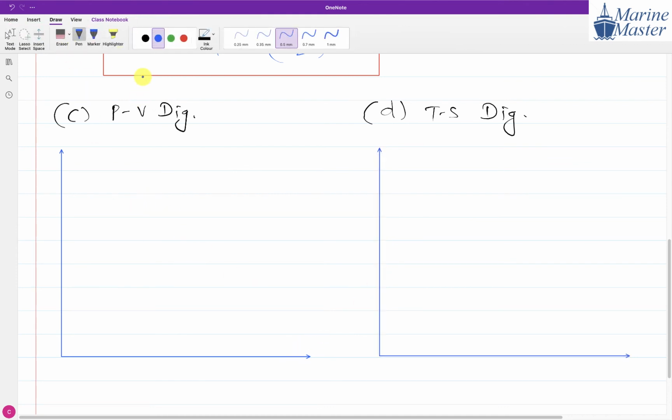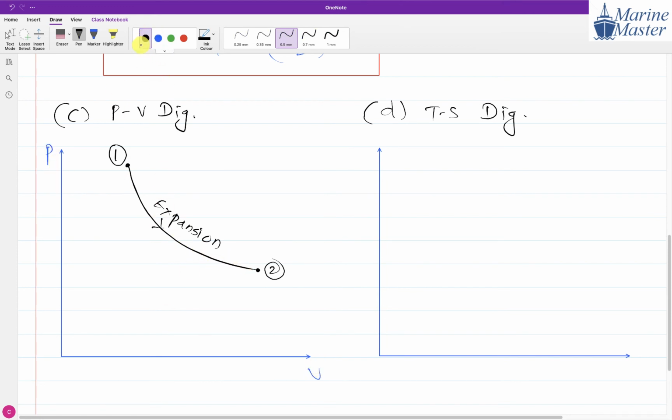Now here we will have an expansion. So this will be what? An isothermal expansion. Observe the things here carefully. So this line will indicate isothermal expansion. So 1 to 2. So this will be... Sorry, not isothermal, my mistake. It is isentropic expansion. Expansion means decrease in pressure, increase in volume.